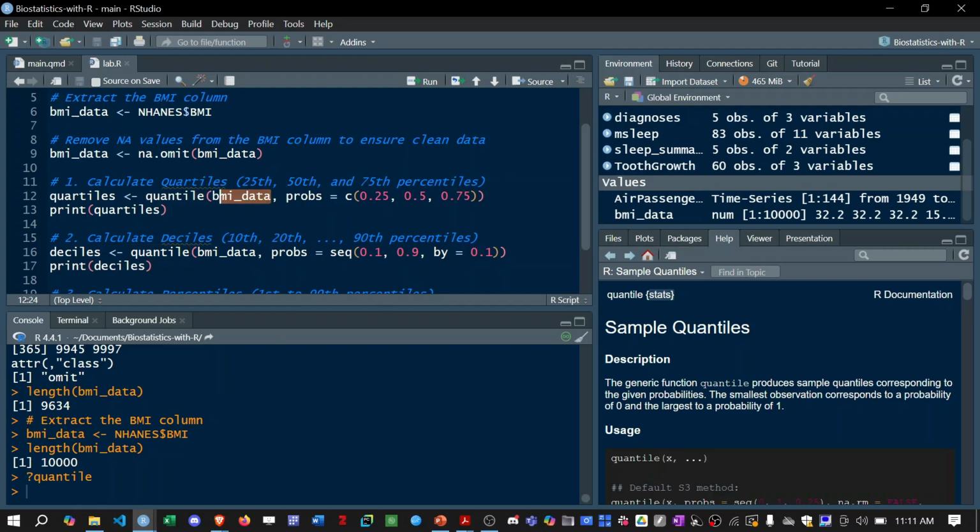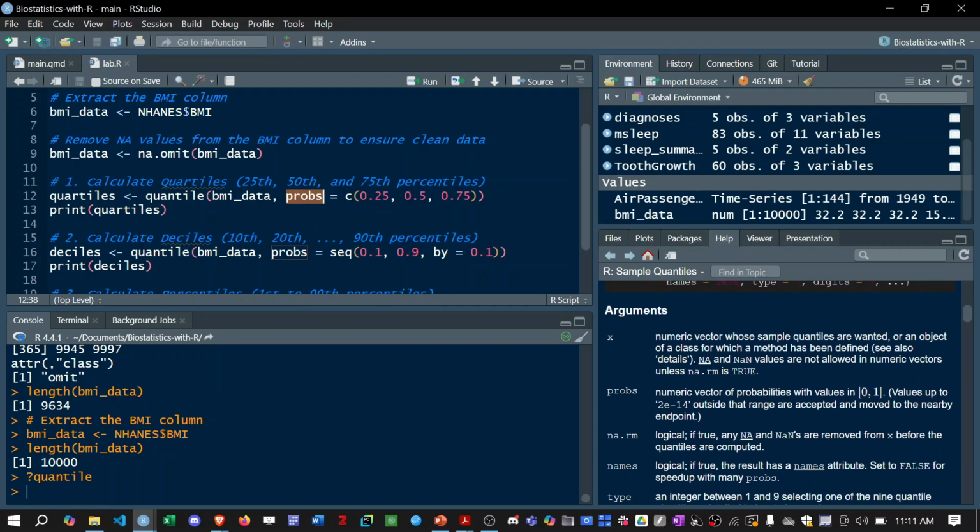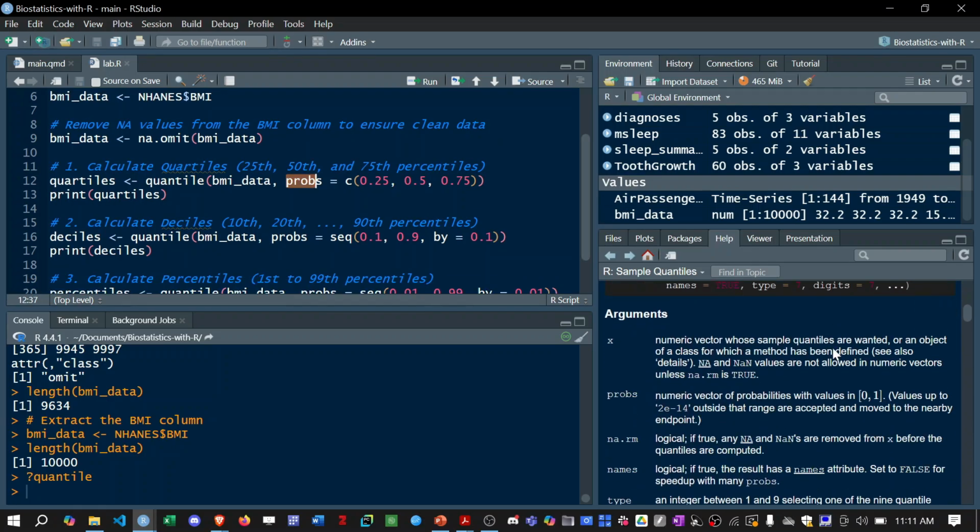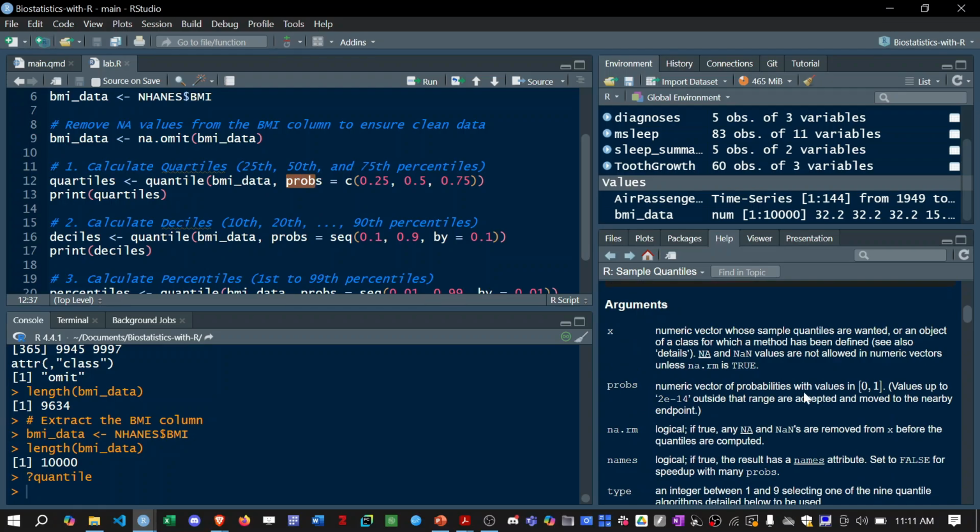In the quantile function, first of all, you have to give your vector, which is the BMI data, and you give this other argument, which is called probs. If you check this particular quantile function, the probs argument is a numeric vector of probabilities with values 0 to 1. So 0.25 means the 25th percentile, 0.5 means the 50th. I told you earlier that the 25th percentile is the first quartile, the 50th percentile is the second quartile point, while the 75th percentile is the third quartile point.